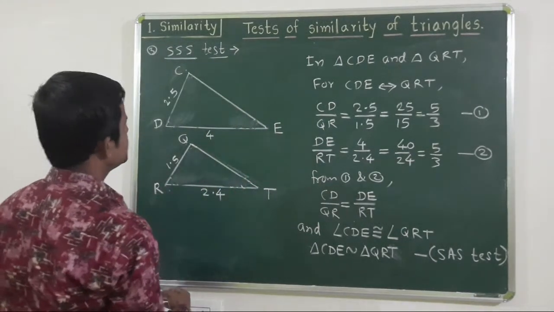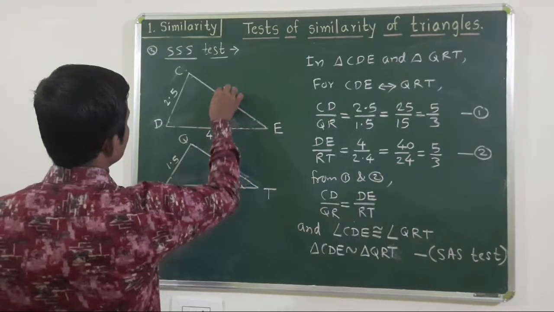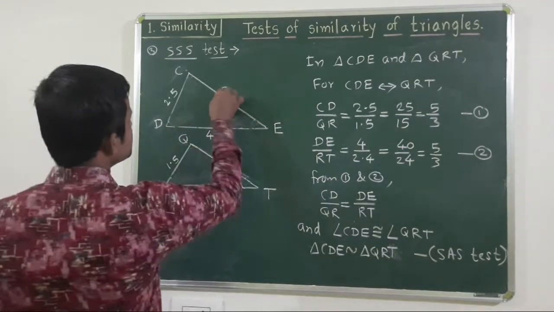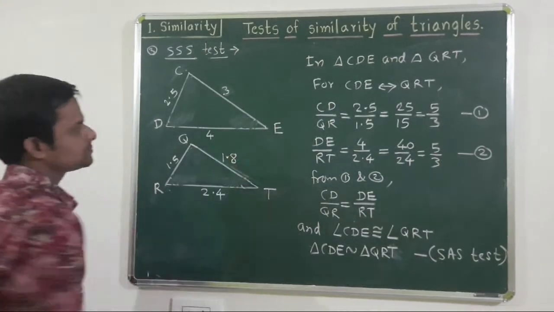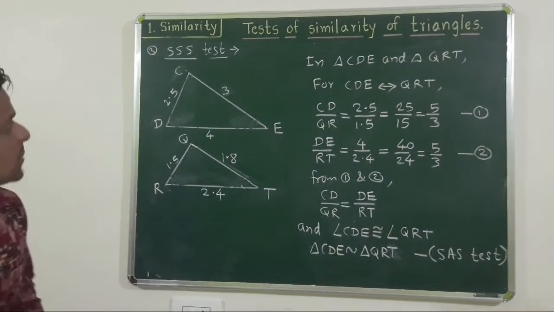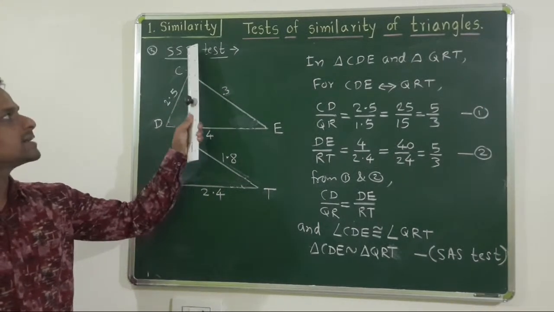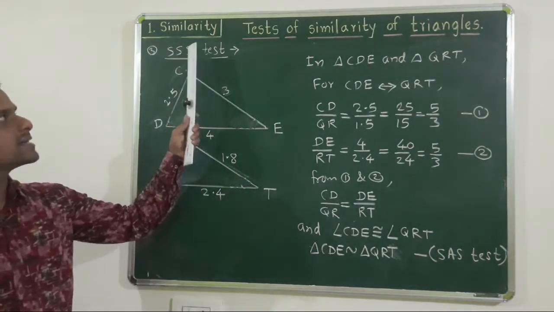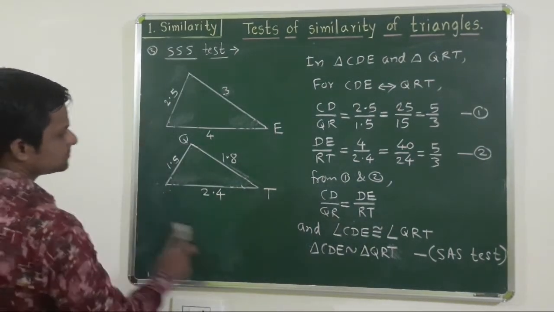Suppose CE is 3.03 and QT is 1.8. Means all the information about three sides is given, that is side side side test. Nothing about angles is given, therefore it is called SSS test. I am going to change names only.